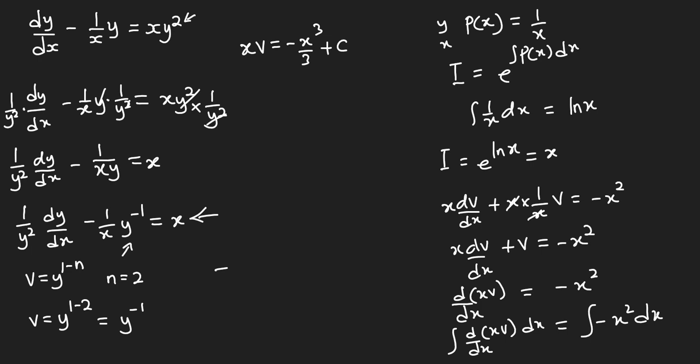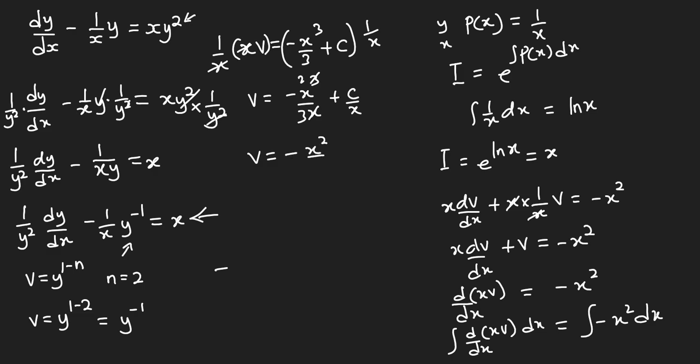At this point, I would like to make v the subject. So I will multiply through by 1/x. I'm going to have 1/x here, and then 1/x here. So this x will cancel out this, and we are going to have v equal to minus x cubed over 3x plus c over x. This x will cancel out one of the x's here, and we are going to be left with 2 there. We are going to have v equal to minus x squared over 3 plus c over x.